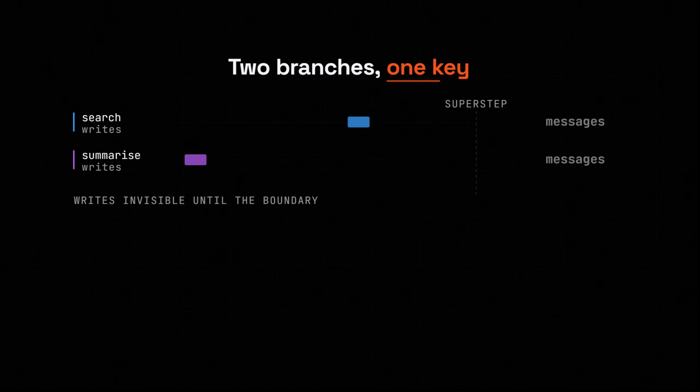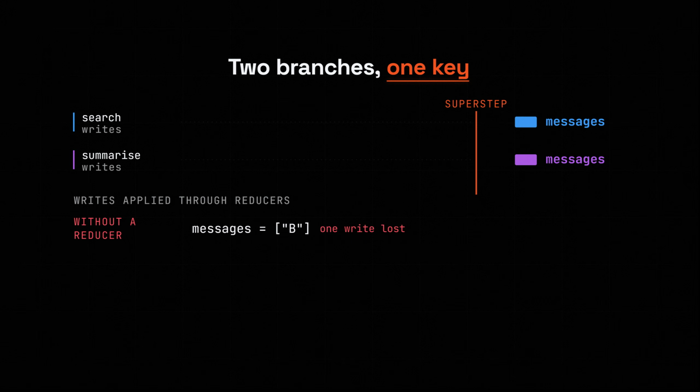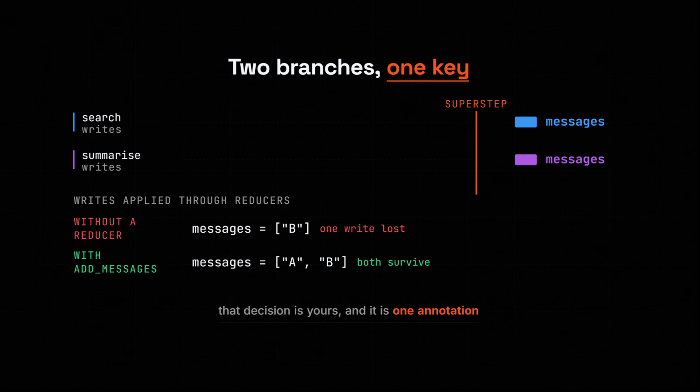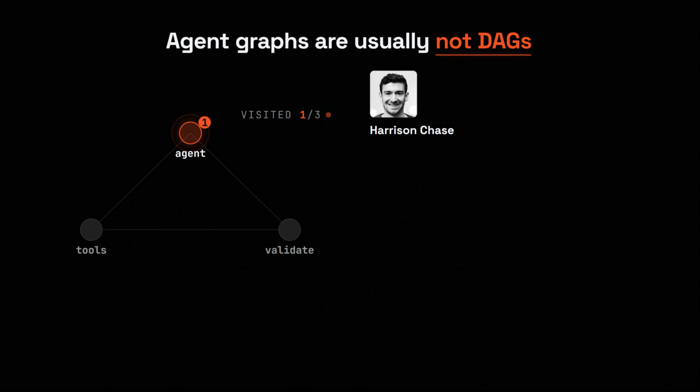Reducers exist because of what happens when 2 branches run at the same time. Both write to the same key in the same step, and something has to decide how those 2 updates merge rather than clobber. That decision is yours, and it is one annotation on one field. And this is where the shape stops being a flowchart.